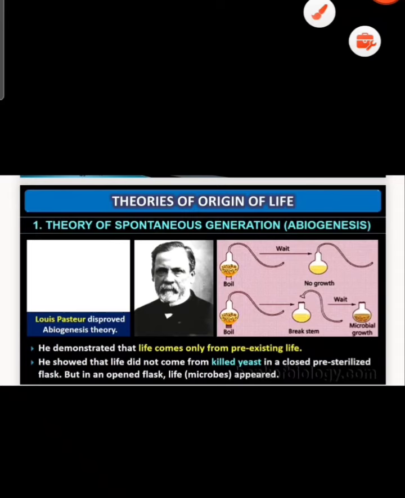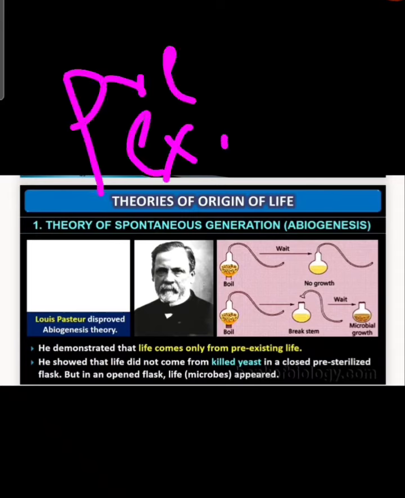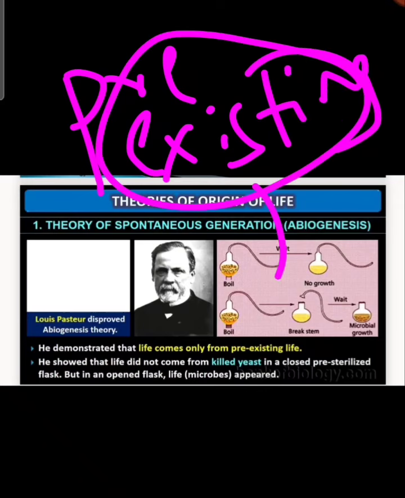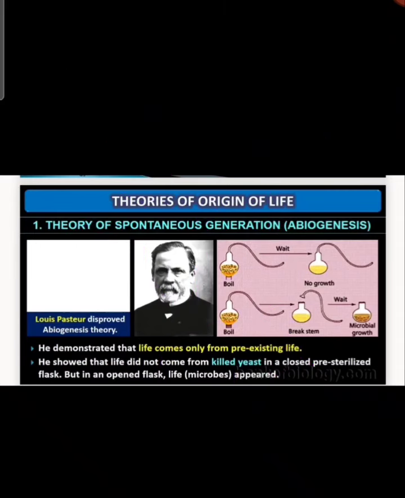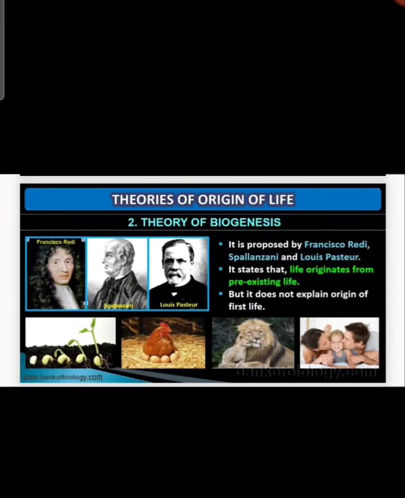So he said that there should be some pre-existing cell, some pre-existing life, so that from this pre-existing life or cell only another cell can exist. So if one cell has to exist, there should be some pre-existing cell, right? But what was the problem with the theory?